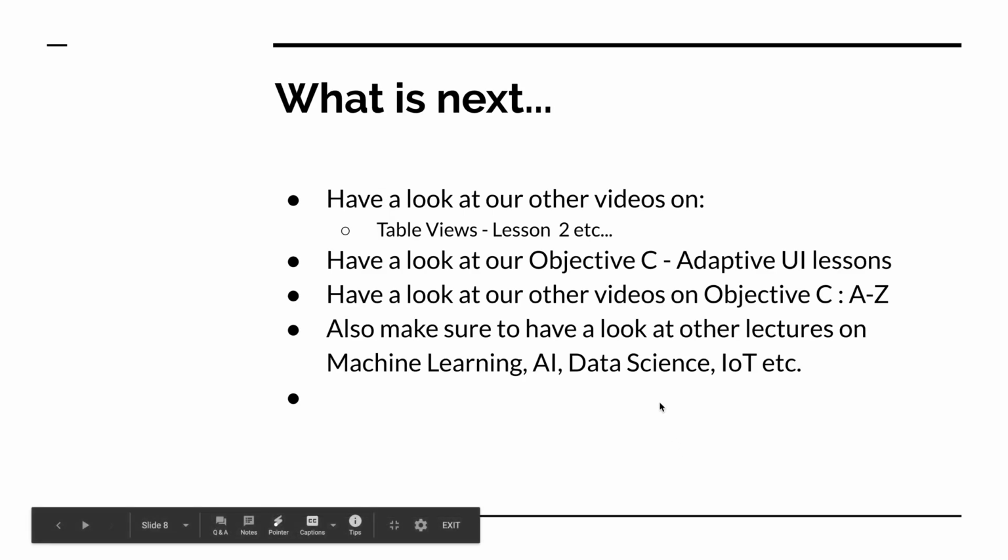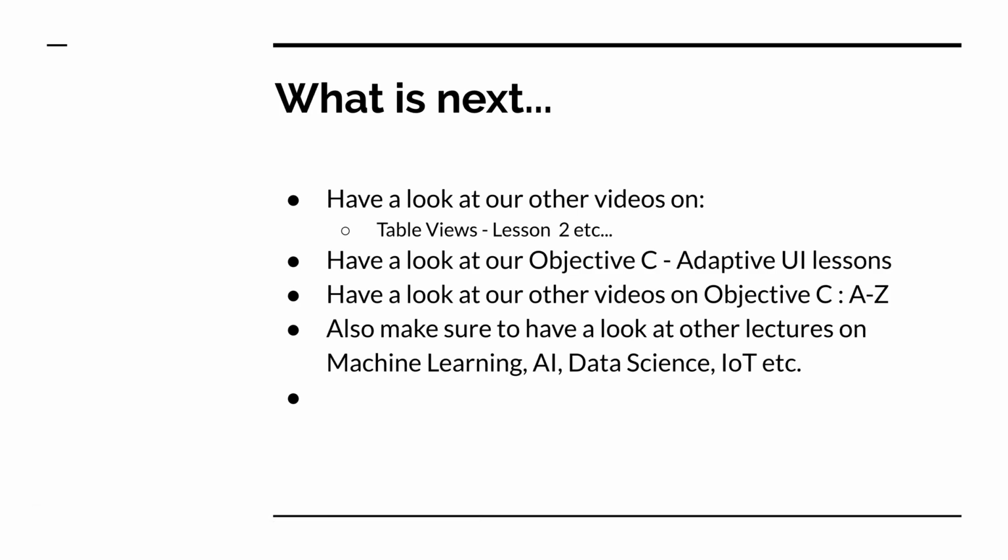And what's next? Have a look at our other lessons, table view controllers, right? Look at lesson 2, and also maybe lesson 1C, right? Look at other options. Make sure you look at Objective-C Adaptive UI lessons for you to learn how to make it adaptive. Very important, right? That's what I was doing. And have a look at the other videos as well.